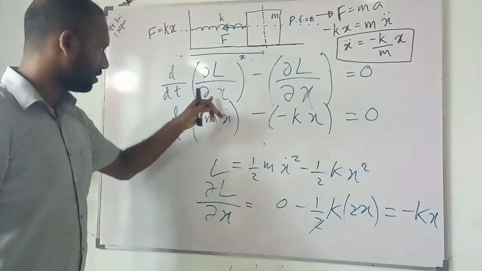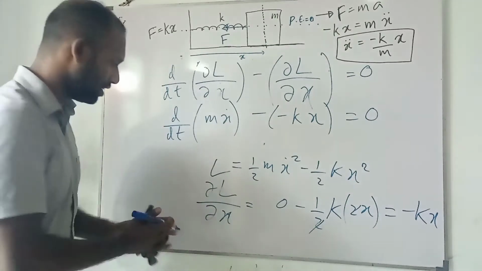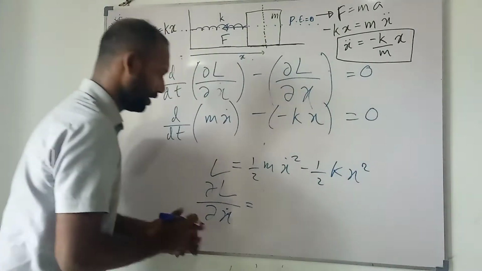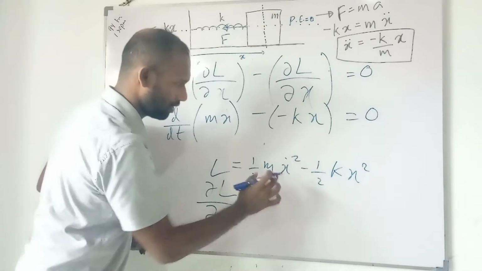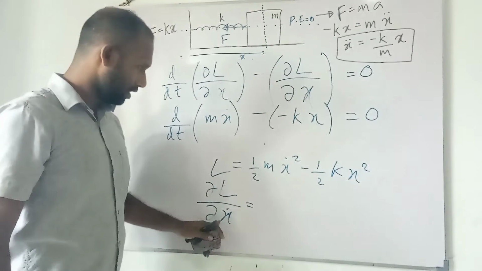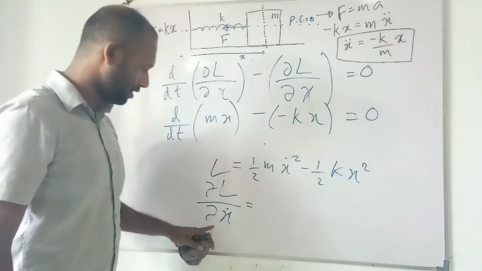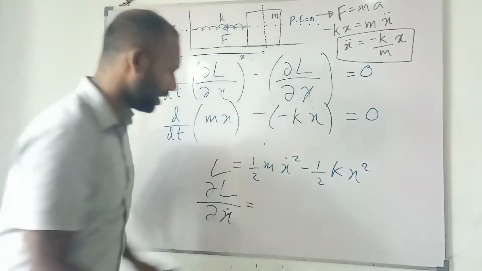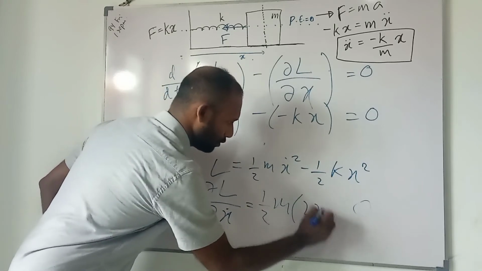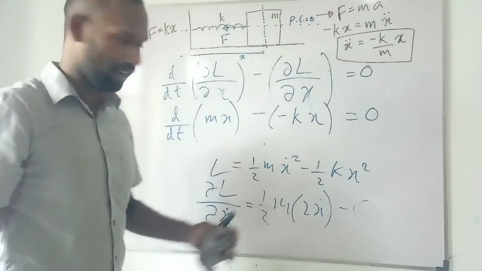By taking the differentiation with respect to x dot, we get, only from this part, the partial derivative of x dot with minus half kx squared with respect to x dot. This part is equal to 0 and here half m 2 x dot. I think now you can understand.